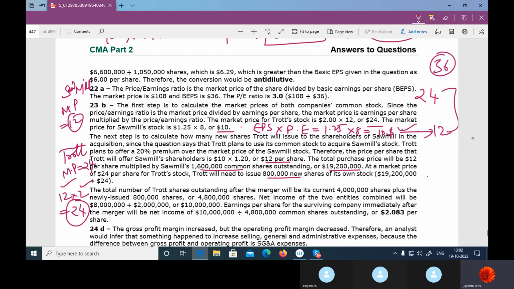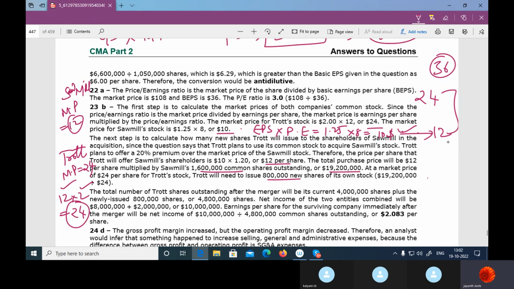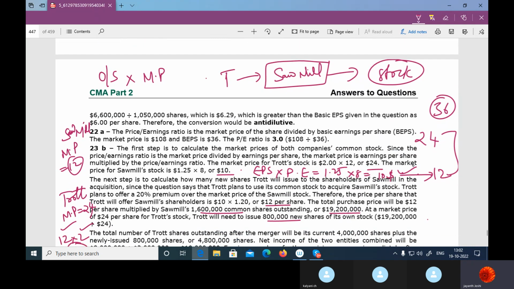Outstanding shares. Yes, tell me. So sawmill's outstanding shares are how much? 1.6 million, or 16 lakhs. And what is the price that Trot is paying to sawmill? So 1.6 million is the outstanding shares of sawmill, and what Trot is paying them is not only their share price but also a 20% premium.